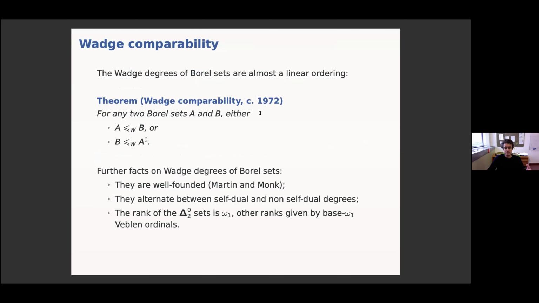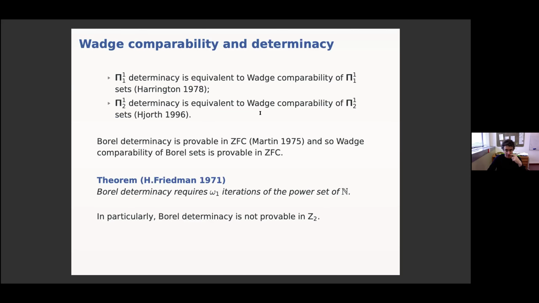Borel determinacy, which is provable in ZFC, implies comparability of Borel sets under Wadge reducibility. What's the strength of that? Well, it's provable in ZFC, as was shown by Martin, but Friedman showed that you need quite a bit. To get all levels of the Borel hierarchy, you need to iterate taking the power set omega-1 many times. So you need omega-1 many uncountable cardinals.